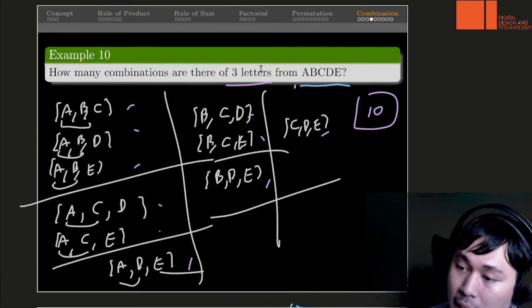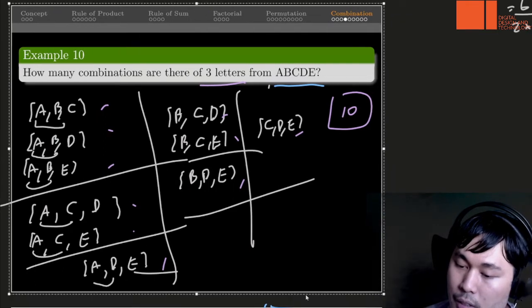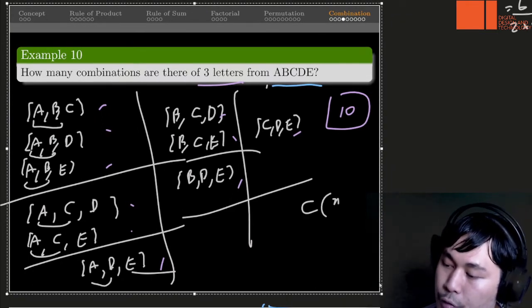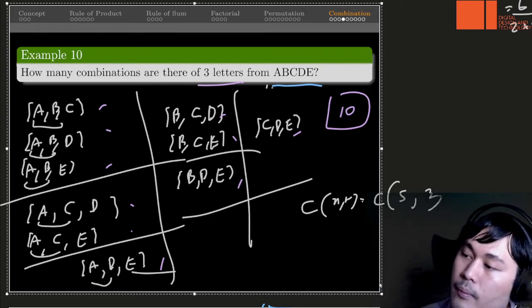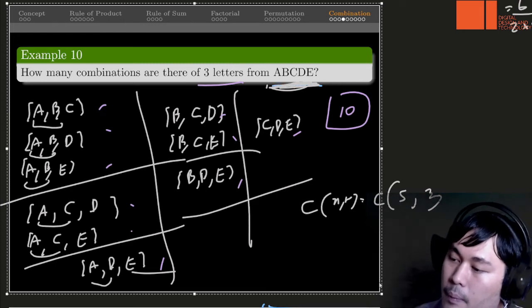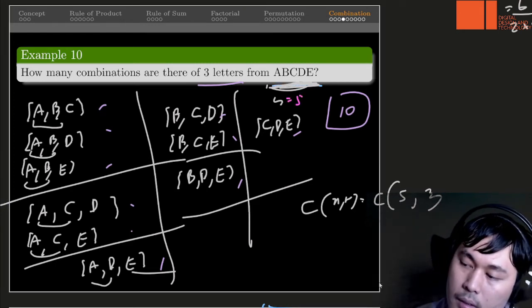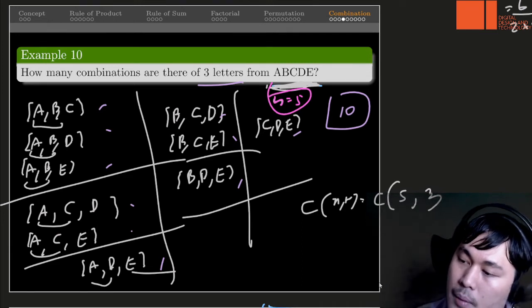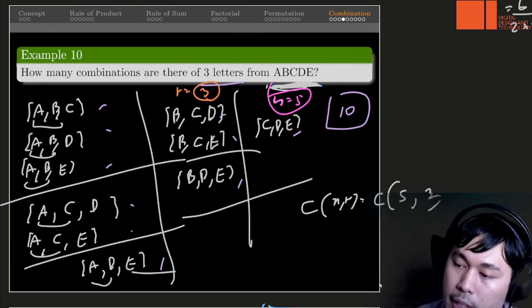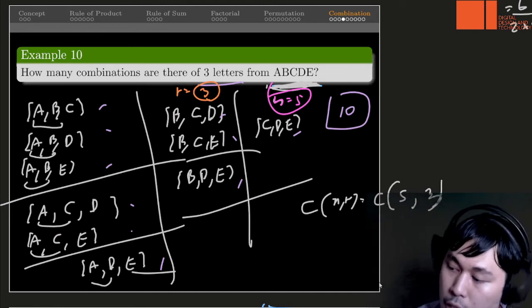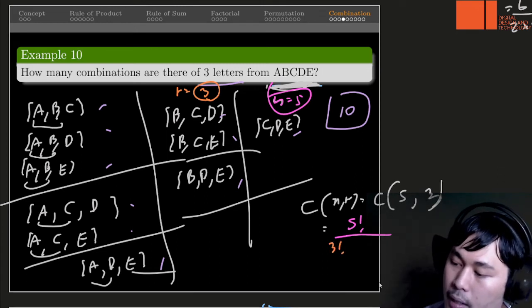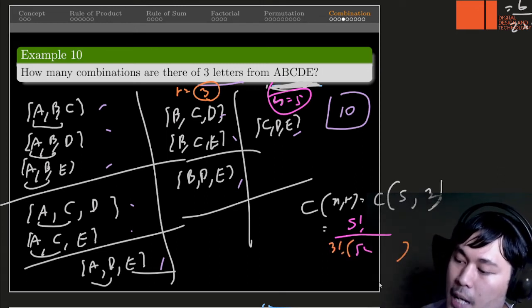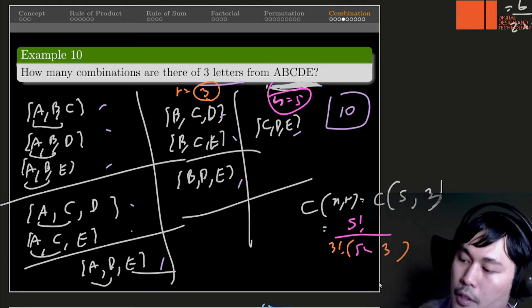The next one, there are 5 letters. We choose 3. So this needs the formula C(n, r). In this case, n is 5 and r is 3. There are 5 numbers to choose from, and we choose 3 of them. So it's C(5, 3). So it is 5 factorial divided by 3 factorial times 5 minus 3 factorial.